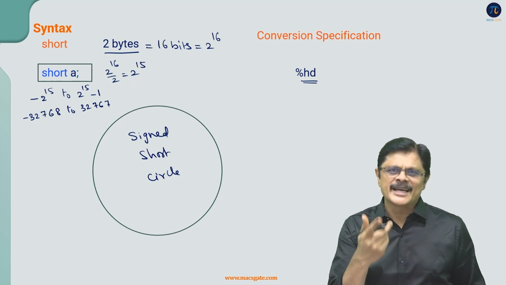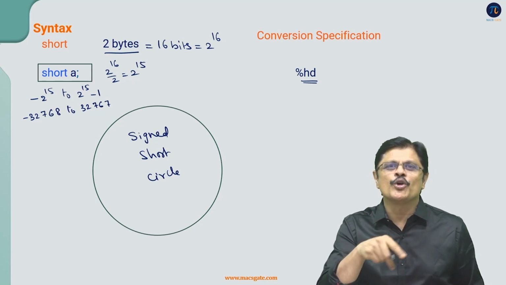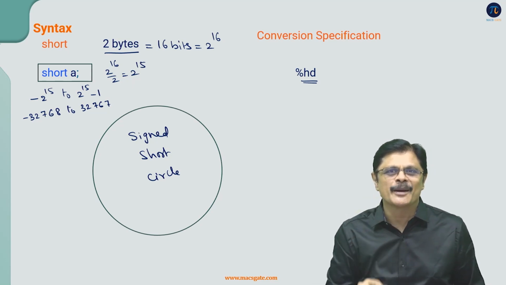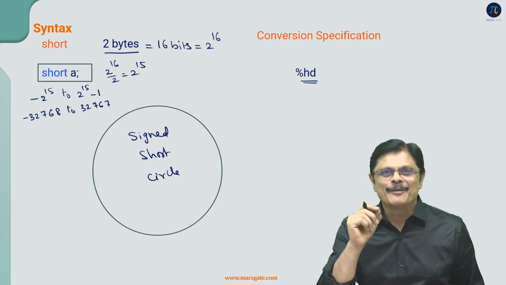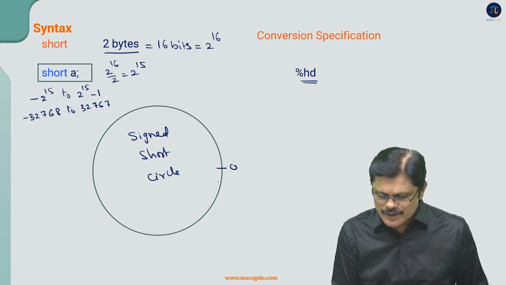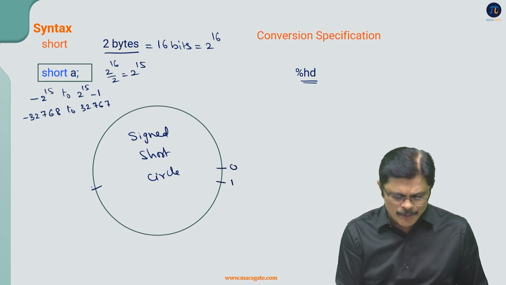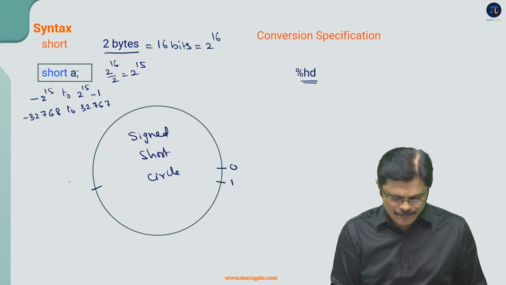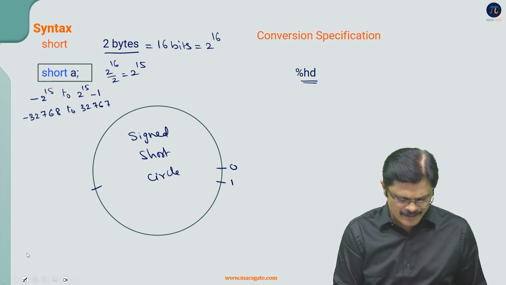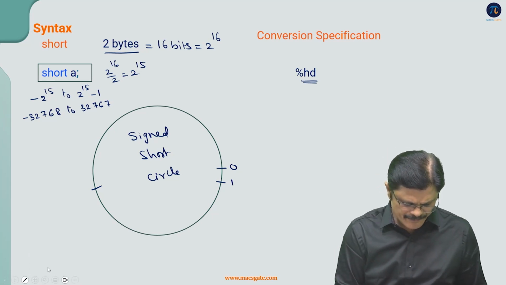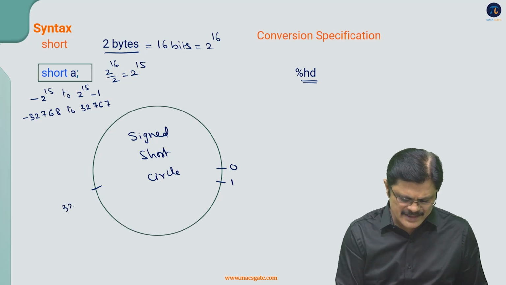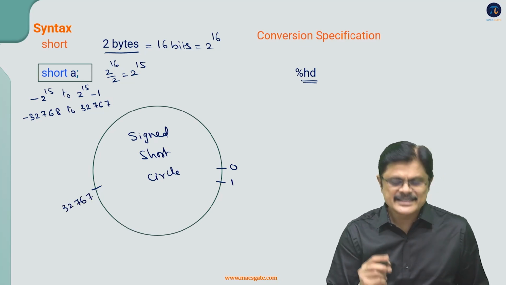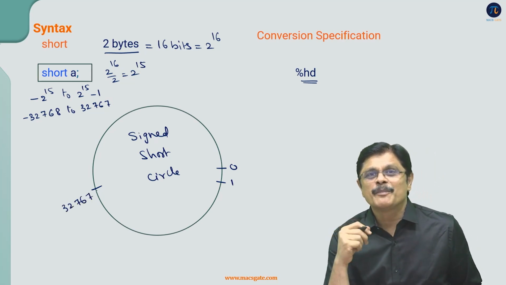Here also you can use this signed short circle to understand what value will be printed. Within the range, the same number will be printed, but beyond the range overflow will happen. The corresponding numbers in the circle will be printed. So 0, 1 and up to 32,767, same number will be printed.